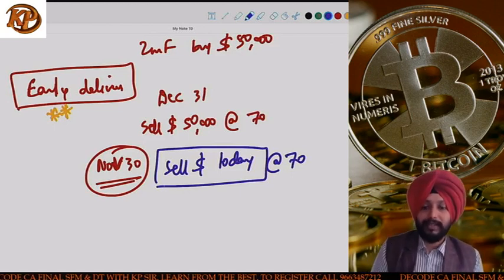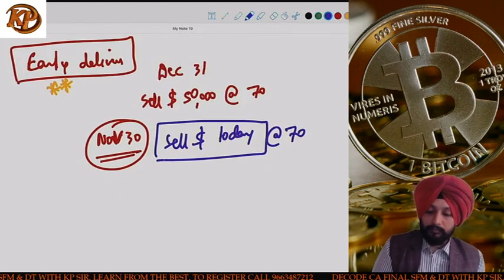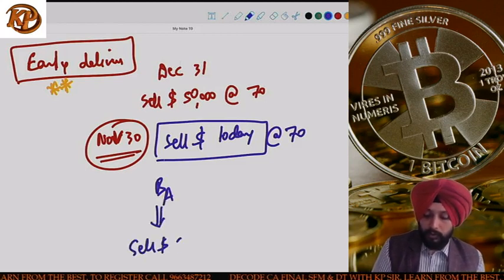Now what happens in this case is, November 30th, you will sell dollar to the bank, and what bank will do is, suppose this is bank A, and bank A will sell $50,000 spot.